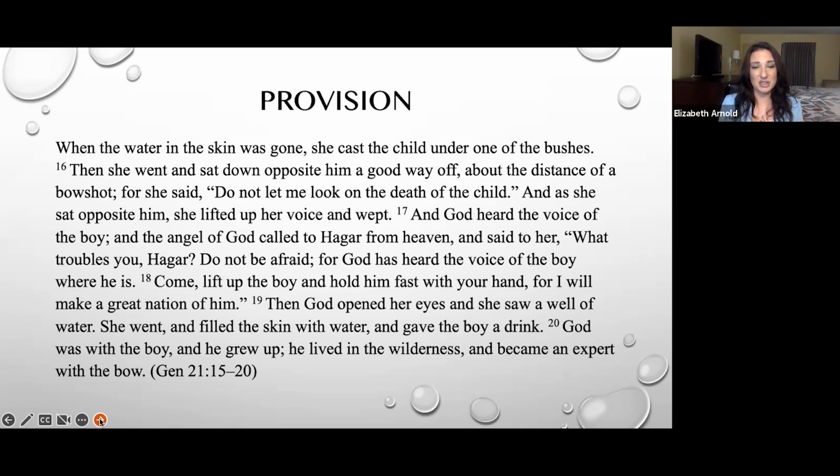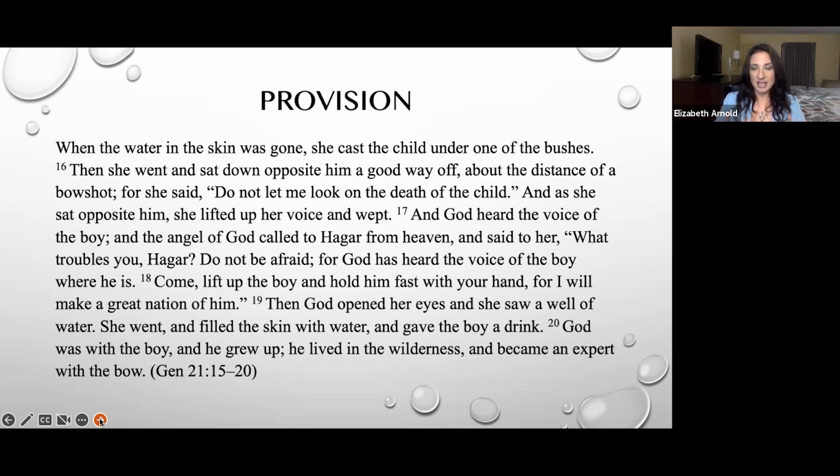And Genesis 21 says that when the water in the skin was gone, she slid the child under a bush and went and sat down and said, "I can't look at this. I can't watch my child die." And what happens, we know this story, is that God opens her eyes after calling her name and telling her not to be afraid, and she sees a well.